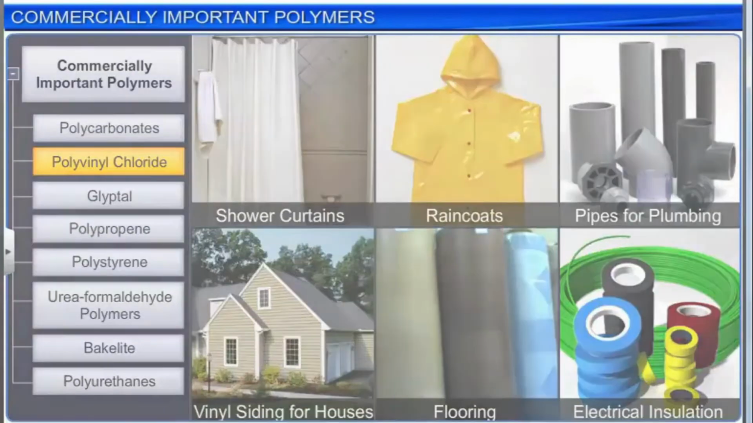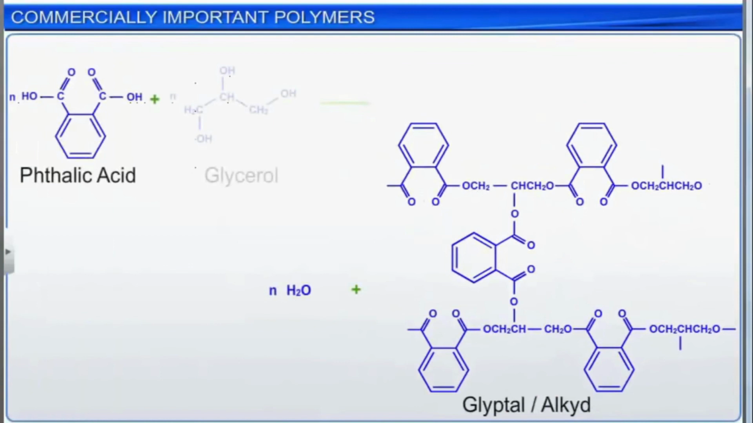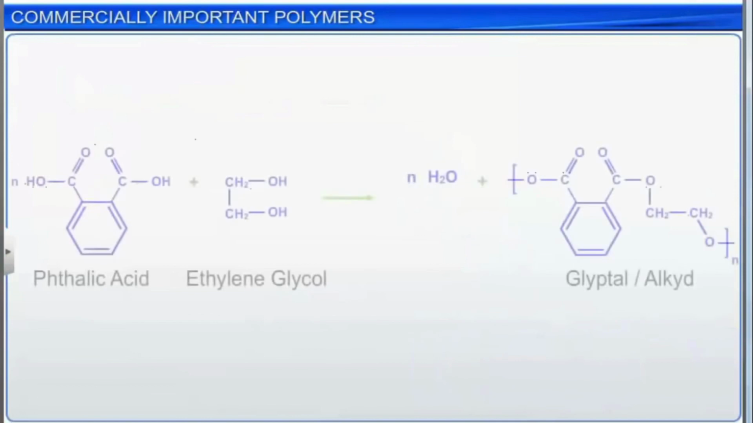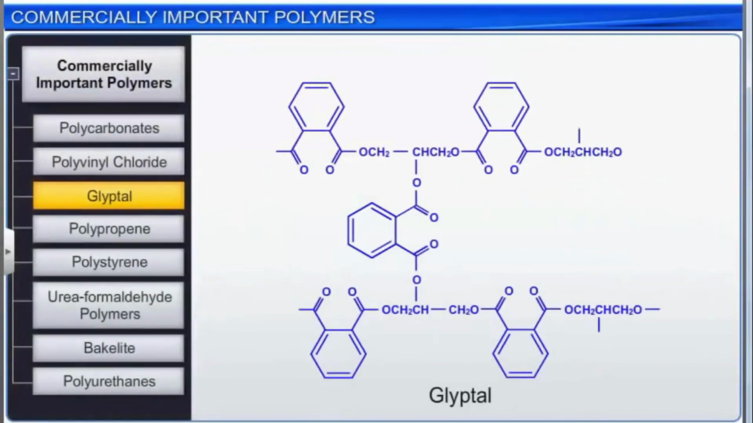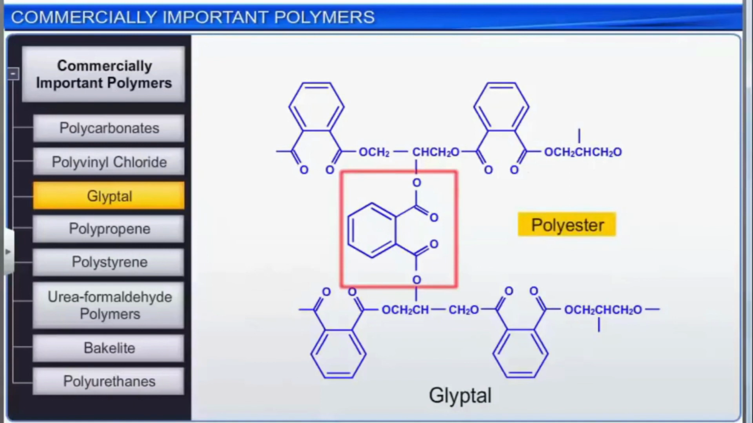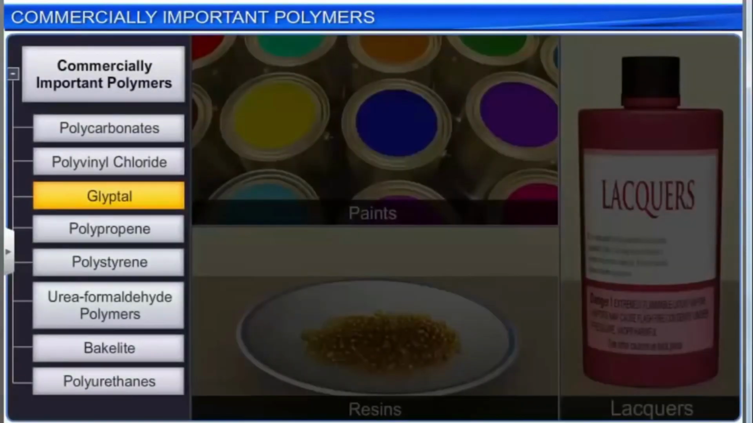Glyptal or alkyd is a condensation polymer formed from phthalic acid and glycerol, or phthalic acid and ethylene glycol. Glyptal is a polyester that can form cross-links. Cross-linked glyptal is a thermosetting polymer. Glyptal is used in the manufacture of paints, lacquers, and resins.